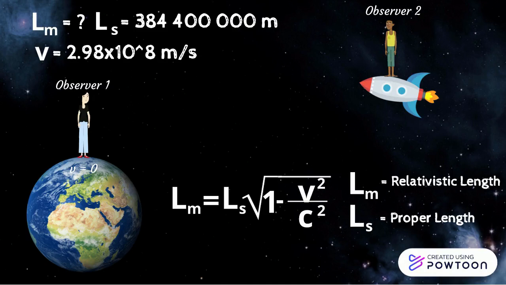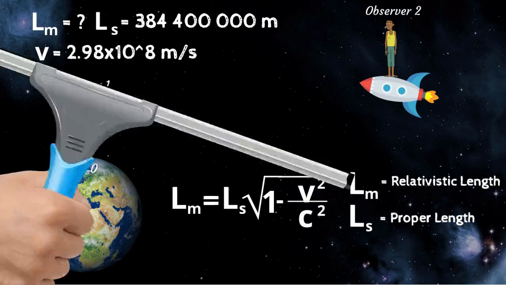at 2.98 times 10 to the power of 8 meters per second. And c represents the speed of light, a constant that is always equal to 2.99 times 10 to the power of 8 meters per second.